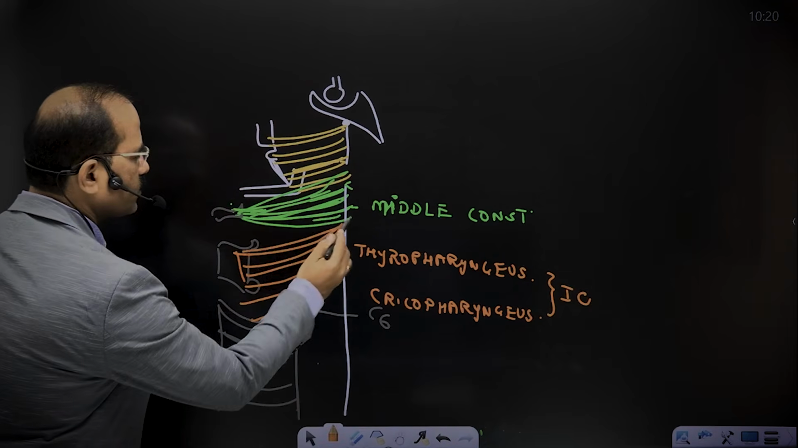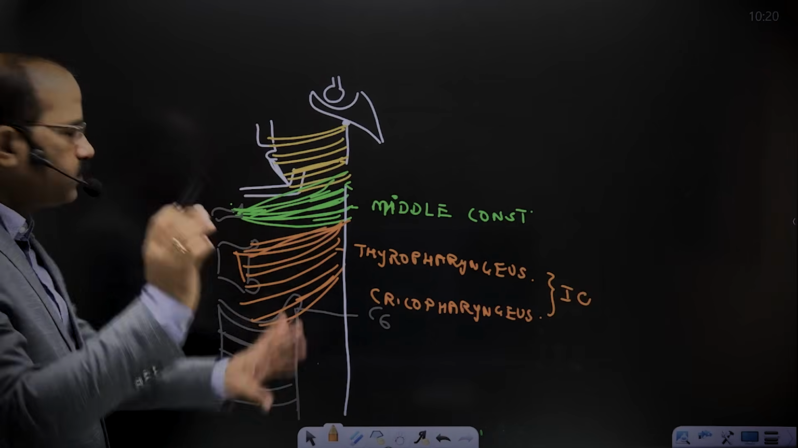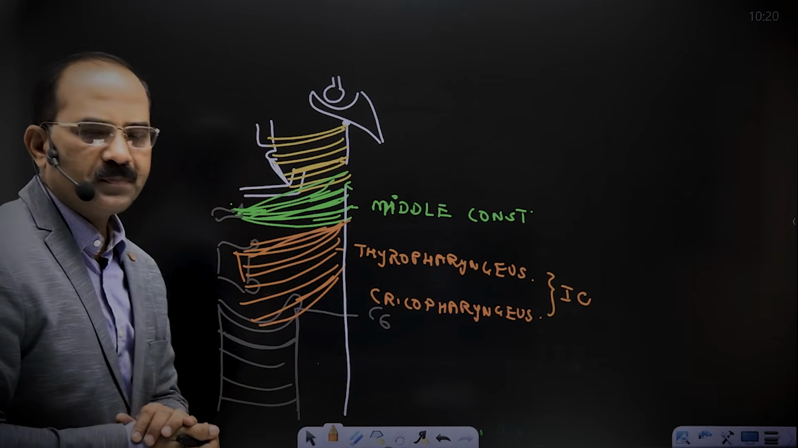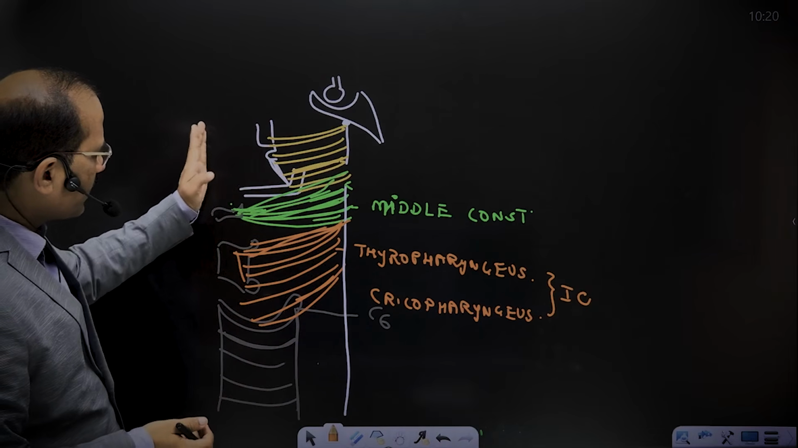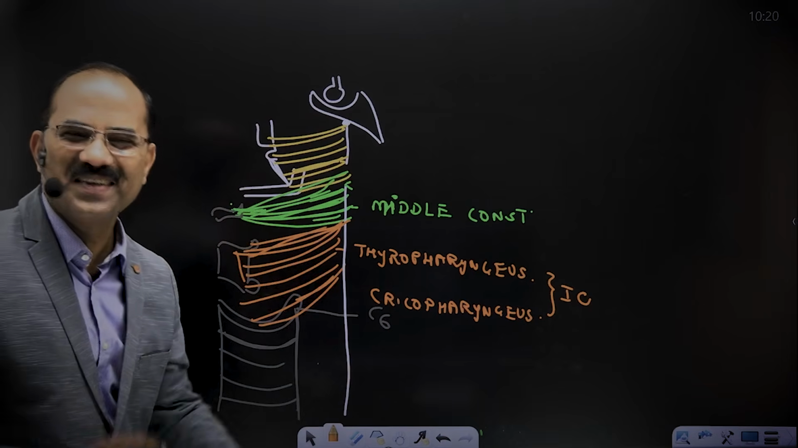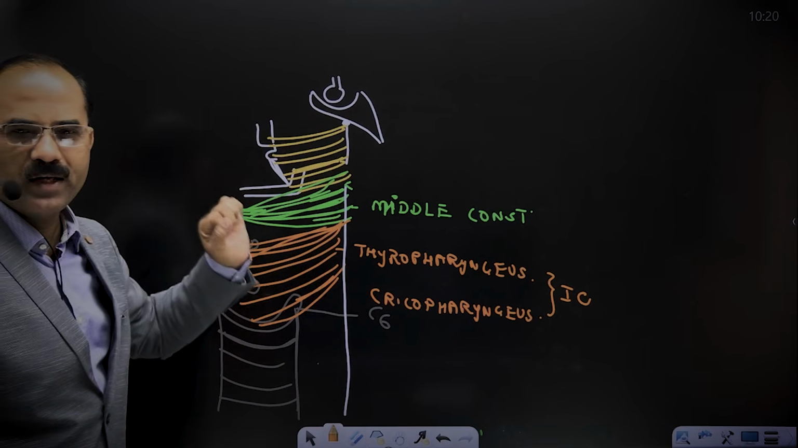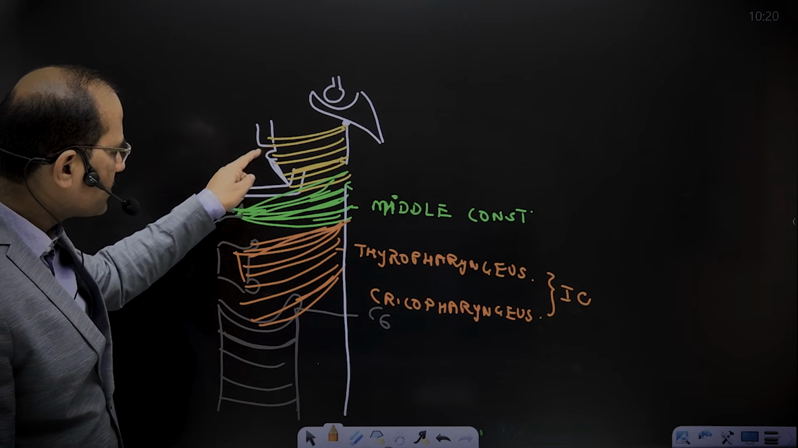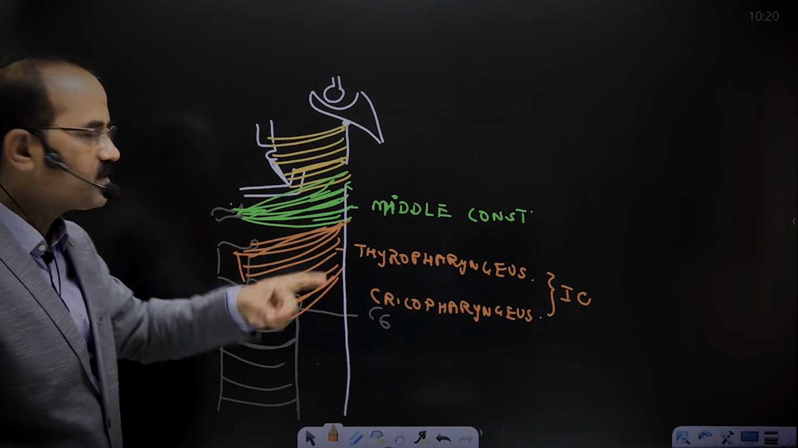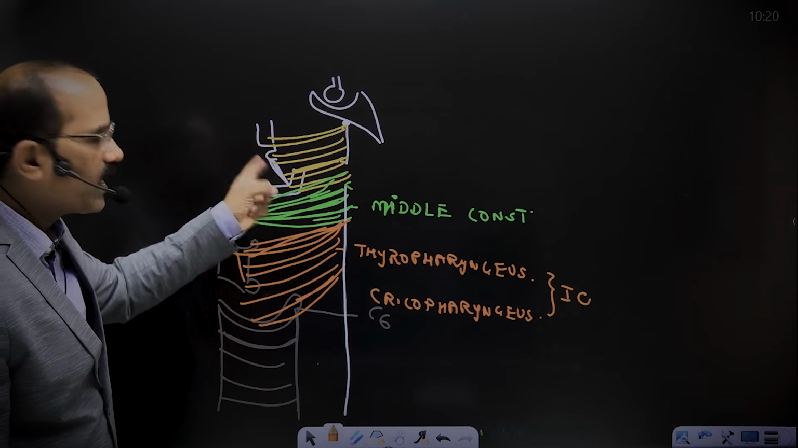Are you getting this, students? Are you able to follow this? Once again, I'll just tell you. This should be slightly in front, so the length would be the same. So the superior constrictor begins from the medial pterygoid plate, the pterygoid hamulus. This is a hook, pterygoid hamulus. This raphe is the pterygomandibular raphe.